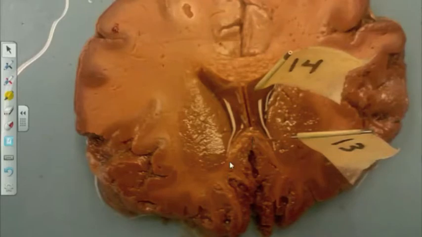This one is the rostrum of the corpus callosum, and that will be the lateral ventricle anterior horn, or the genu of the corpus callosum. It varied among the lab. Anterior horn of the lateral ventricle, or it could be the genu of the corpus callosum.